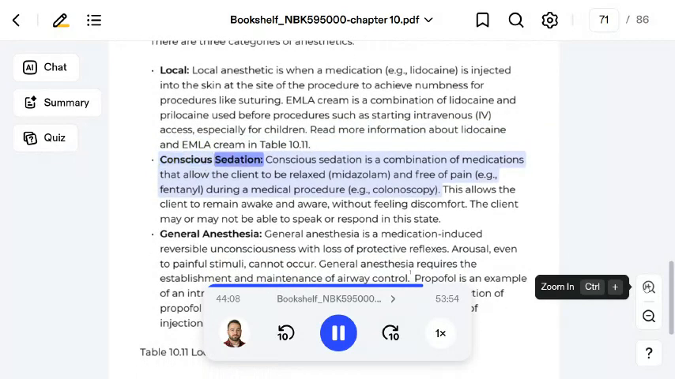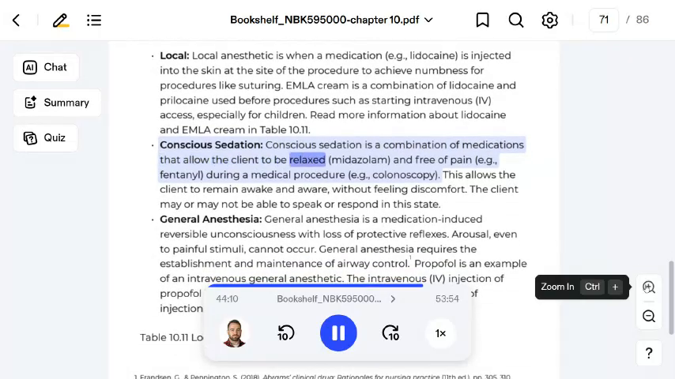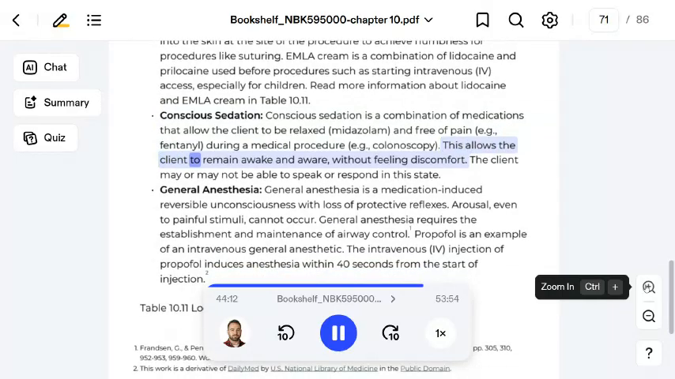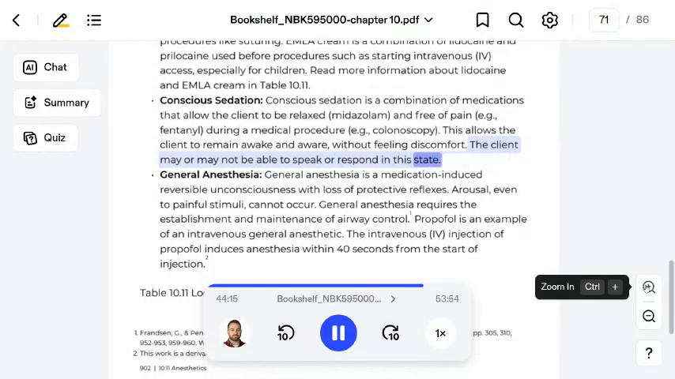Conscious sedation. Conscious sedation is a combination of medications that allow the client to be relaxed and free of pain during a medical procedure. This allows the client to remain awake and aware, without feeling discomfort. The client may or may not be able to speak or respond in this state.